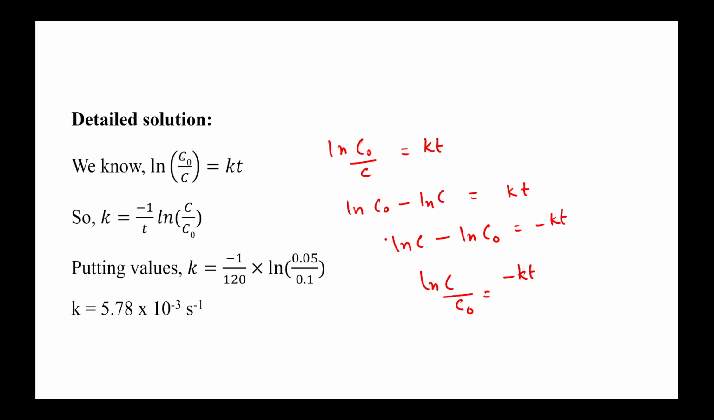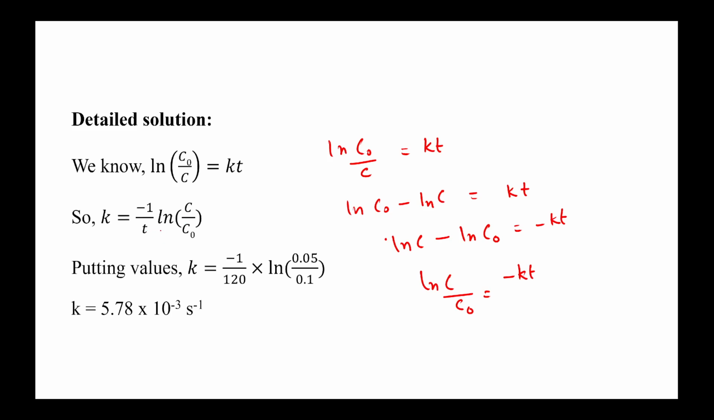Okay, so this was C0 by C. Here we have C by C0. So this is how you get that negative sign here. So you have negative 1 by T ln C by C0 because the T will come on the denominator on this side. Now you just replace the values.